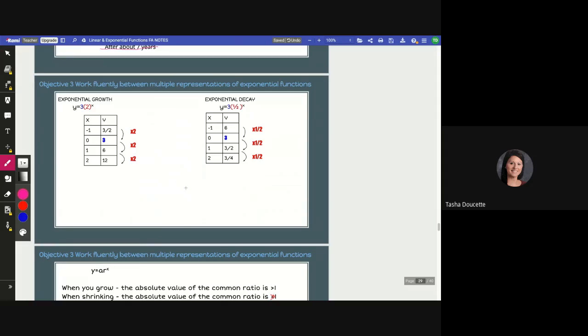Here's a few visuals and reminders of practice, what exponential growth looks like. If your Y column is increasing, so the numbers are increasing as the X values move up, you're seeing that it's being multiplied by 2 here. So that means it's an exponential growth. Here, the Y values are decreasing as the X values move up, and we're finding that it's actually decreasing by half. So that means there's an exponential decay.